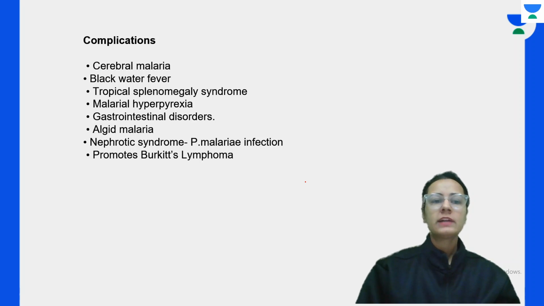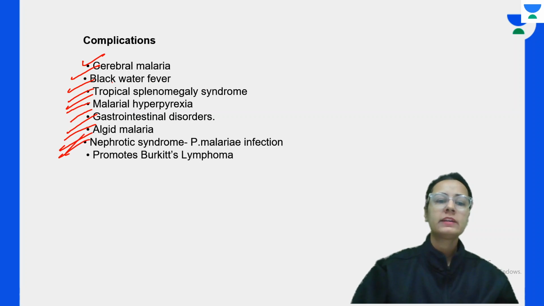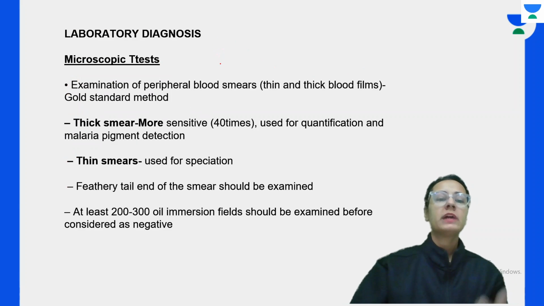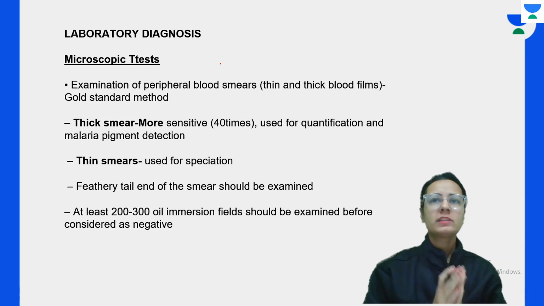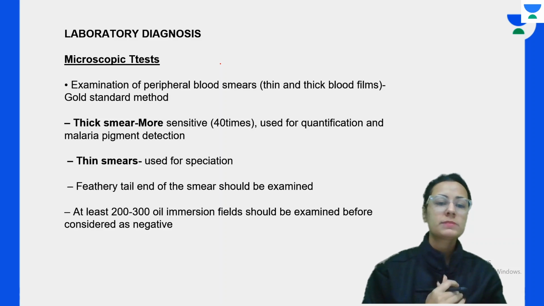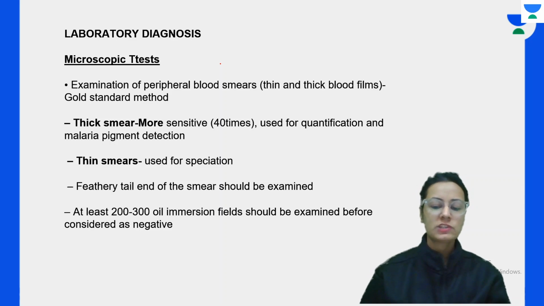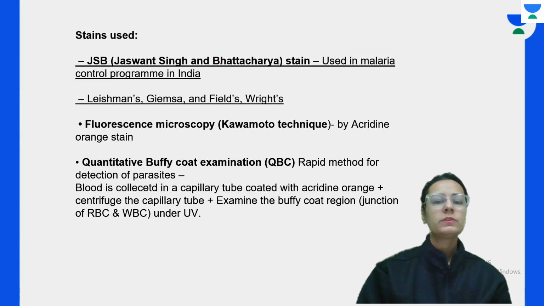These are the complications: cerebral malaria, blackwater fever, GIT disorders, algid malaria. Then we do the microscopic test, which is the gold standard. We use the JSB method, that is Jaswant Singh Bhattacharya, and Leishman and Giemsa stains for thick and thin smear preparation. The thick smear is used for identification of the malaria parasite, and the thin smear is for species identification. It is a gold standard method with high sensitivity, and we can detect 5 parasites per microliter of blood.